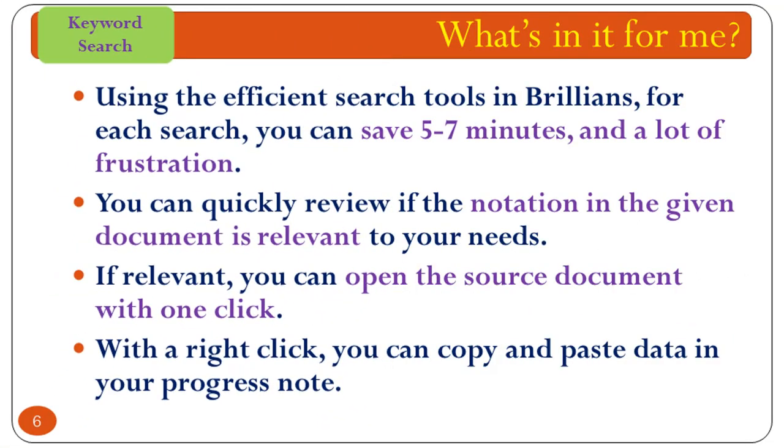So, what is in it for me? Using the efficient search tools in Brillians, for each search, you can save 5 to 7 minutes, and a lot of frustration. You can quickly review if the notation in the given document is relevant to your needs. If relevant, you can open the source document with one click. With a right click, you can copy and paste data in your progress note.